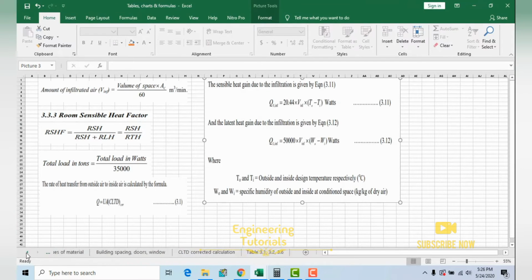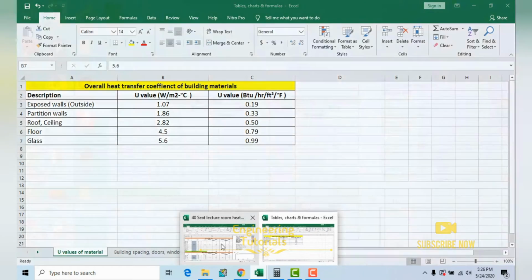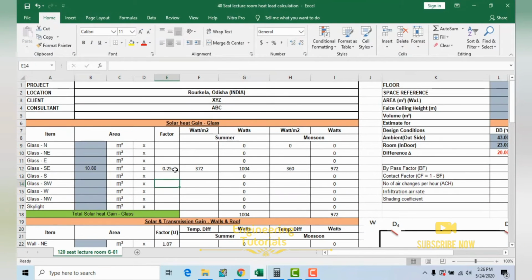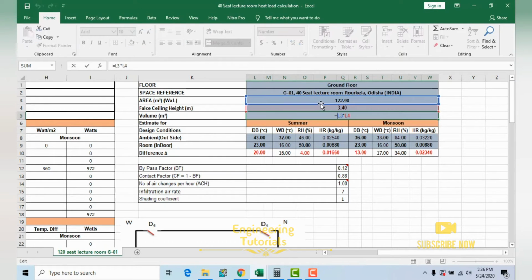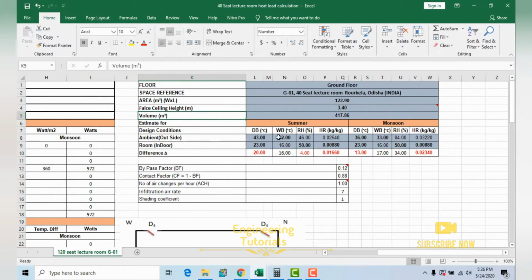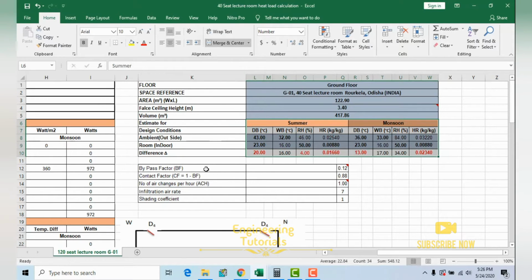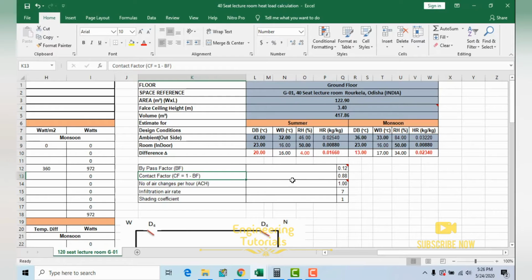As you now know all the tables, let's move back to our Excel sheet and start doing the calculation. We already know the area and the ceiling height. Volume is calculated by multiplying this area with the ceiling height. You will get the volume, that is 417 cubic meter. This we already added here. And now the bypass factor, by default it is 0.12. Normally it is 0.12. So contact factor is 1 minus bypass factor. 1 minus 0.12.